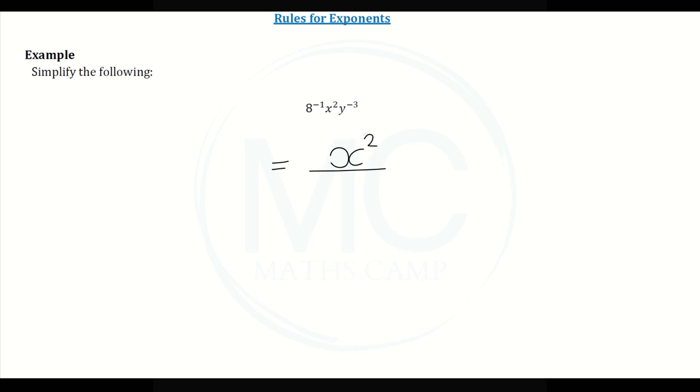Now we can move 8 to the power of negative 1 to the denominator, and we get 8 to the power of 1, which is simply 8. Then we move y to the power of negative 3, and we get y to the power of positive 3. Please remember to always leave your answers with positive exponents. Let's look at another example.